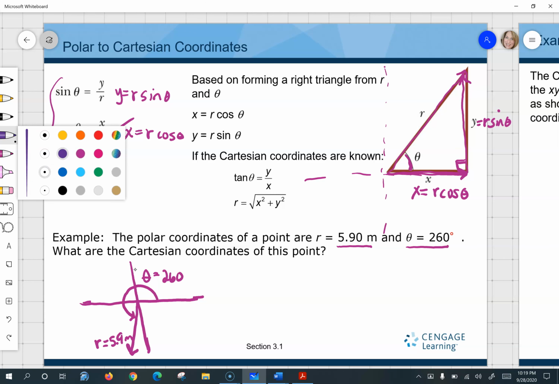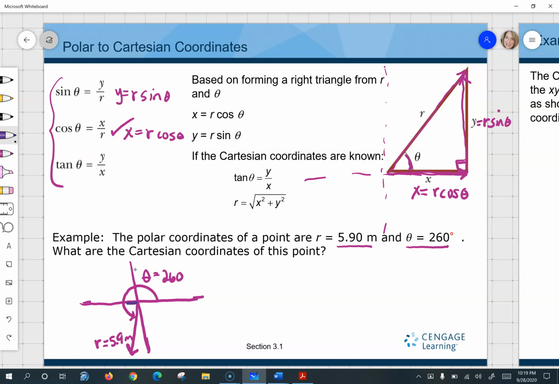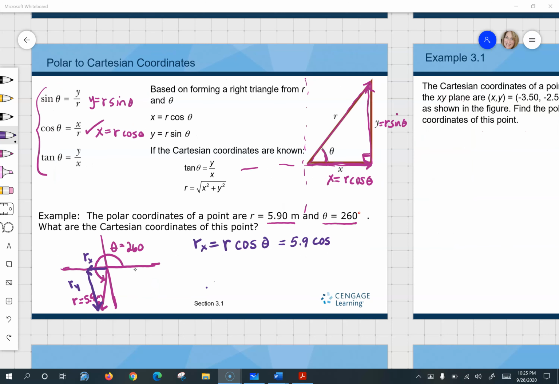You want to draw your component to match up with the x-axis, positive or negative. So this would be my component in the x, and then this would be my component in the y. Okay, so the x component of this vector is going to be the vector itself, r, times the cosine of theta.